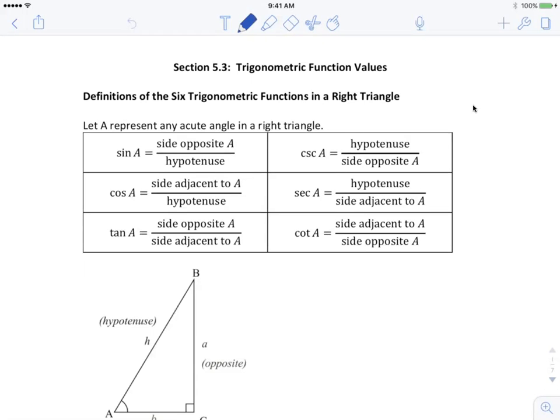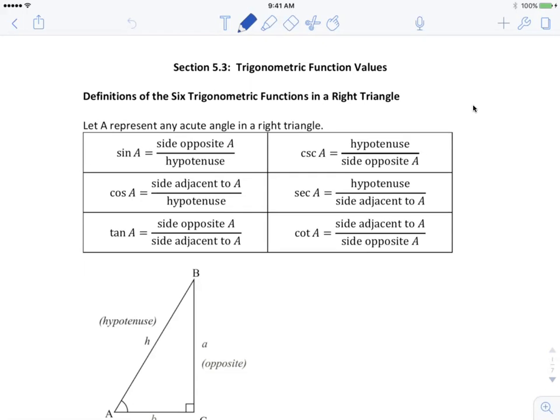Hey everyone, let's take a look at section 5.3 now. We're going to look at the trig functions in a slightly different way as far as the ratios of sides go. So this is the definition of all of them in a right triangle specifically. You can always think of it in these terms.